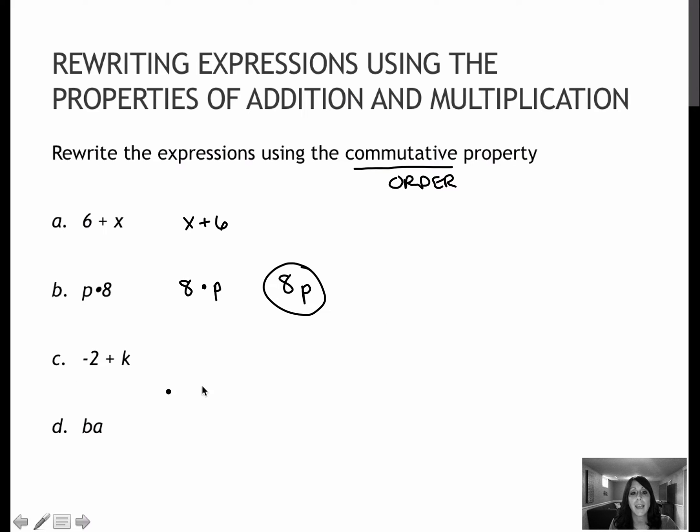Negative 2 plus k is the same as k plus negative 2. Remember, typically we're going to keep that negative 2 in parentheses. And then b times a is the same as a times b. So that's all to do with order, some addition, some multiplication. Remember, there is no commutative property of subtraction or division because the order in which we subtract or divide does change the outcome.